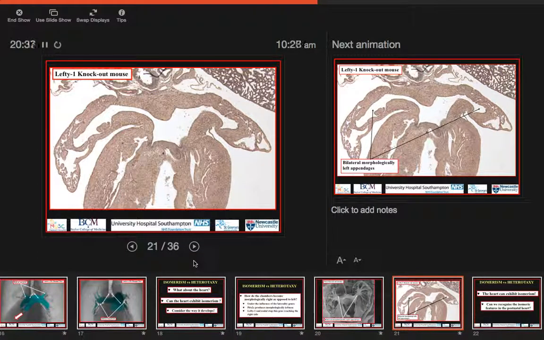This is a mouse in which an excellent Japanese developmental biologist called Professor Mano has knocked out lefty 1. Now, there is no barrier.